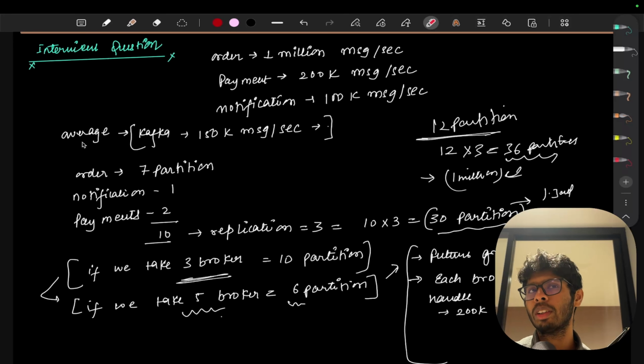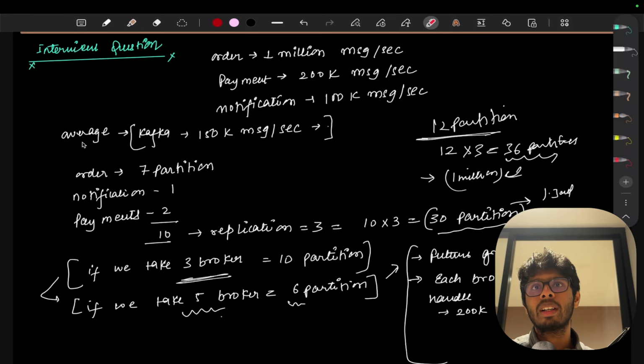But the scenario now is, what will happen if the load is going to increase? Let's say the order messages, instead of 1 million, now there are 2 million messages coming. So what is going to happen? The partitions are going to be the same, but the load is increasing. So do you think the 3 brokers will handle this case?